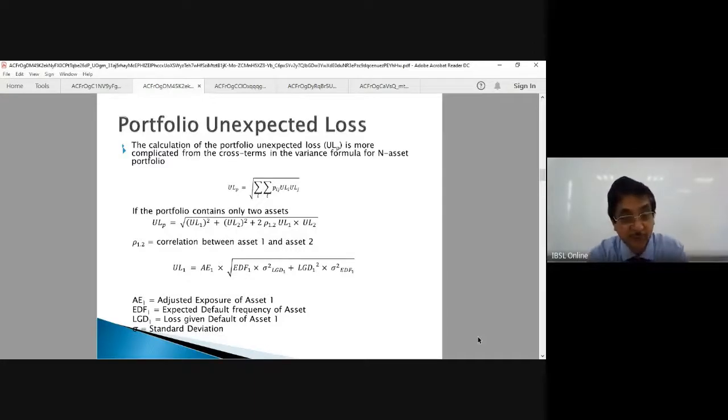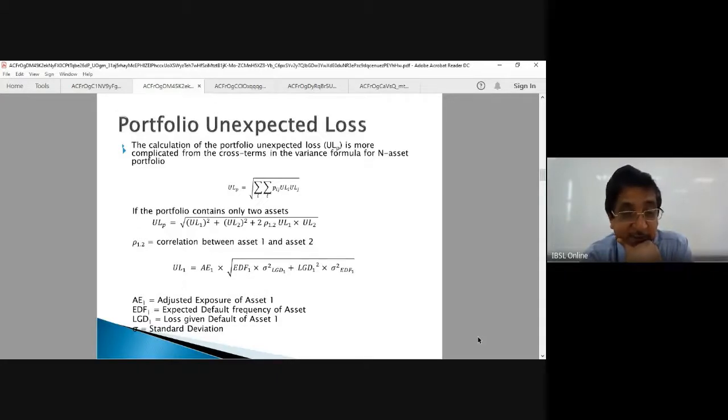What happens is, you will get the first terms in squares, the unexpected loss squared. For example, when you have 3 assets, you will have to put UL1 squared plus UL2 squared plus UL3 squared, plus 2 rho 1,2 UL1 UL2, plus 2 rho 2,3 UL2 UL3, then plus 2 rho 1,3 UL1 UL3. So that is the formula for a 3-asset portfolio to calculate the unexpected loss.